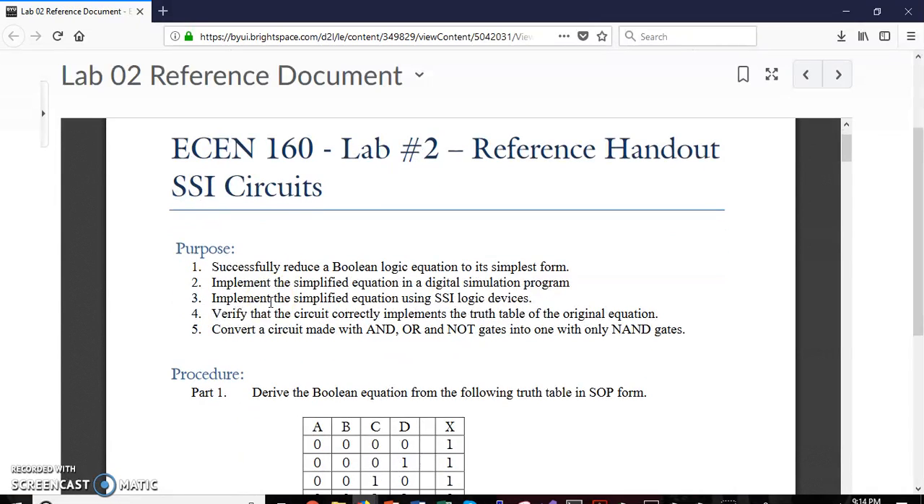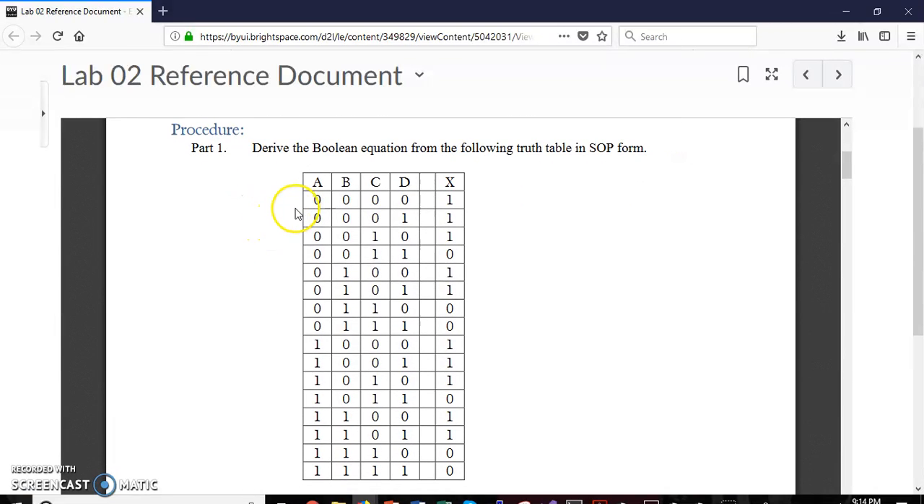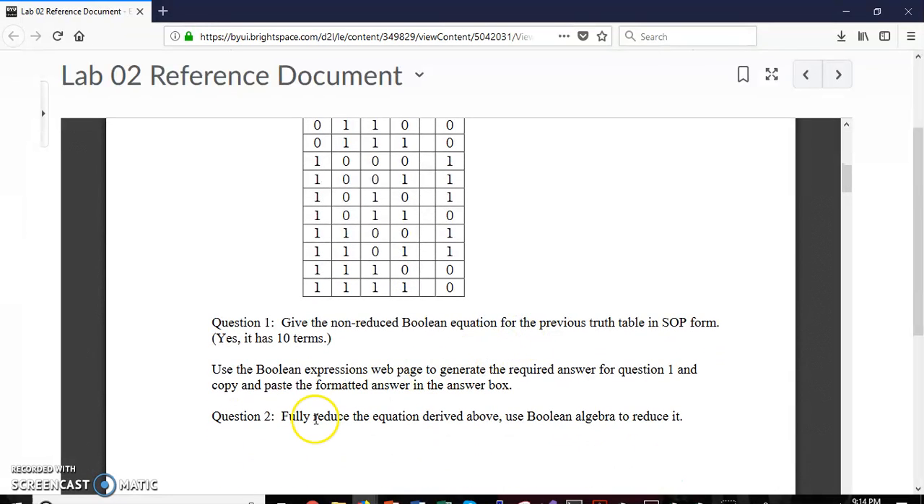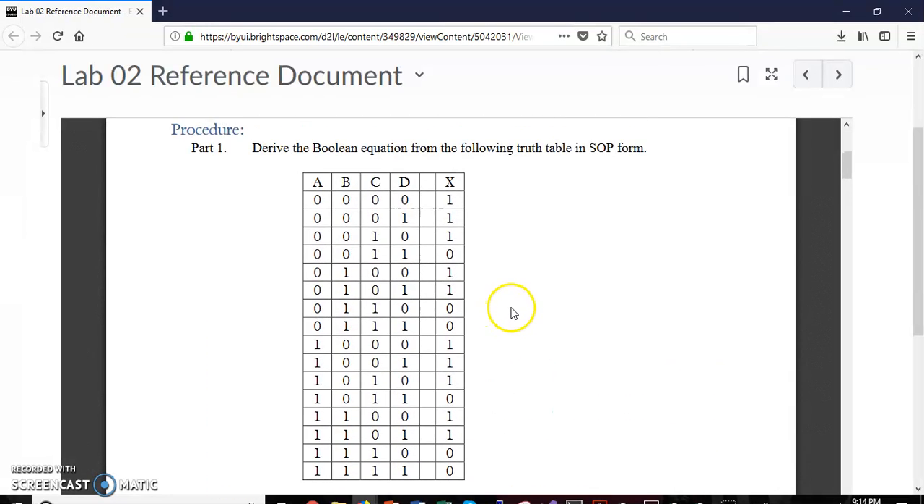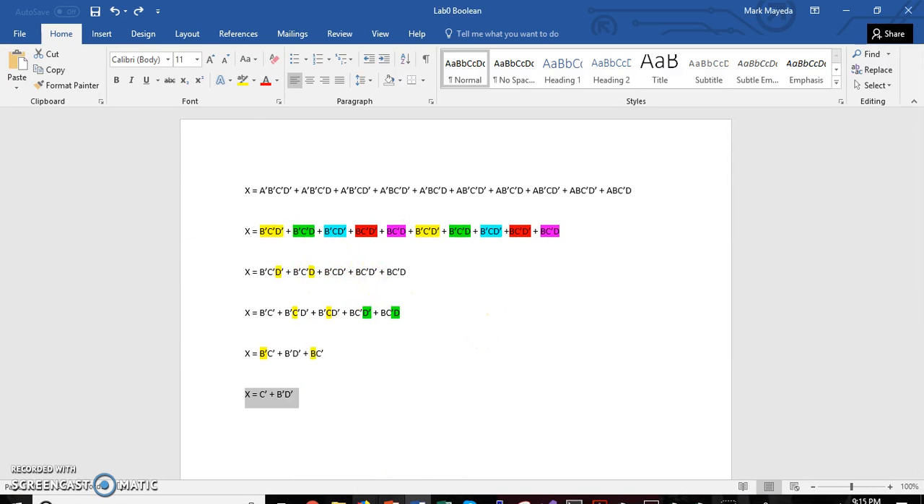So we have a lot to cover, so we're just going to dive right in. First thing, we were given this gigantic truth table here and instructed to derive the Boolean equation from the following truth table in SOP form, and then reduce it down, right down there. So I went ahead and did that here and wrote it out in Word documents so you guys can read it nice.